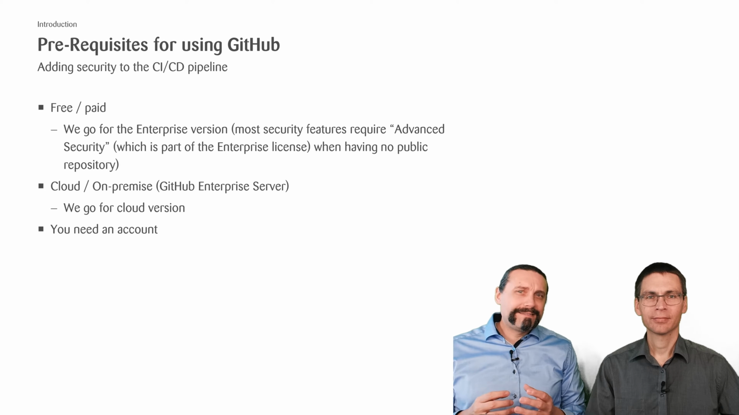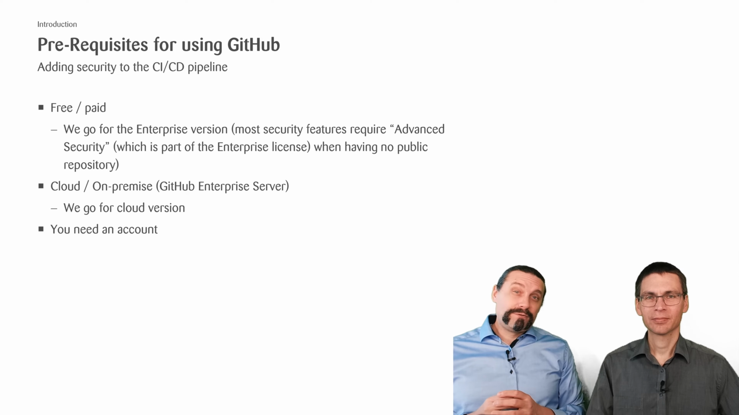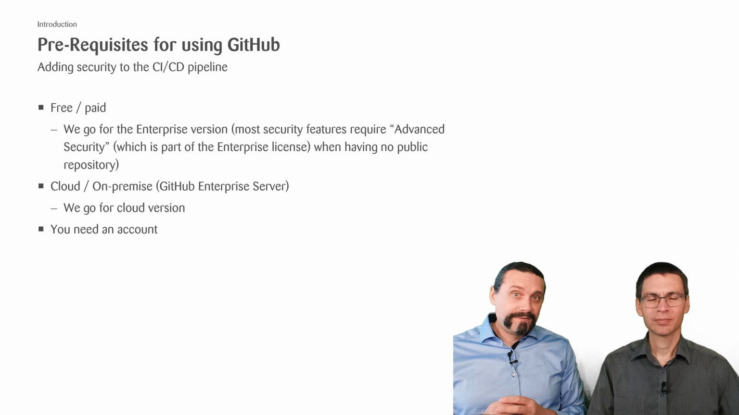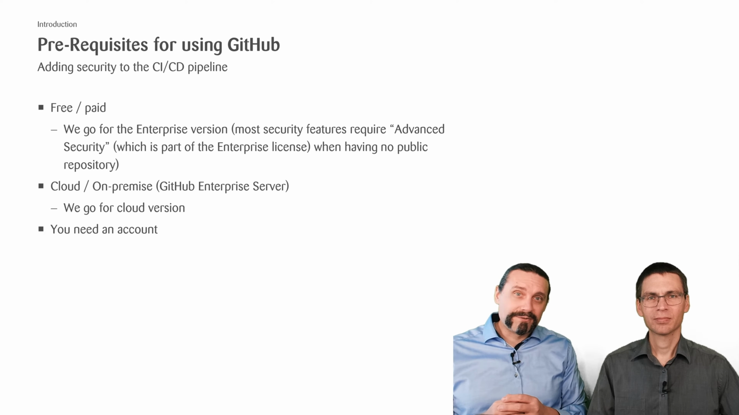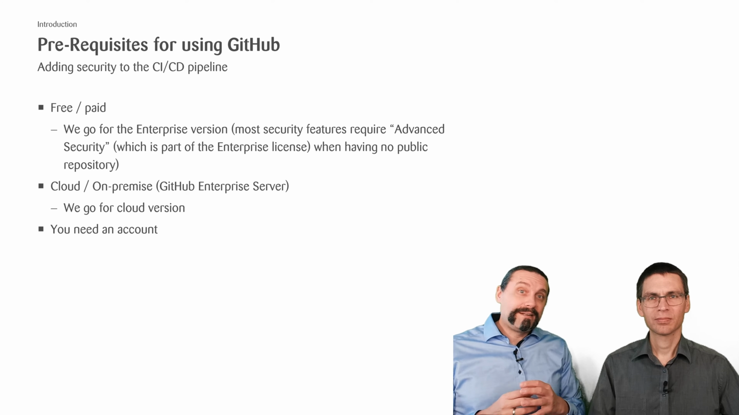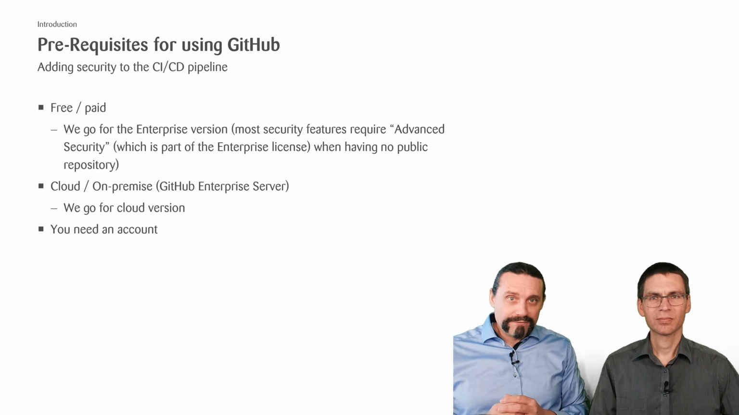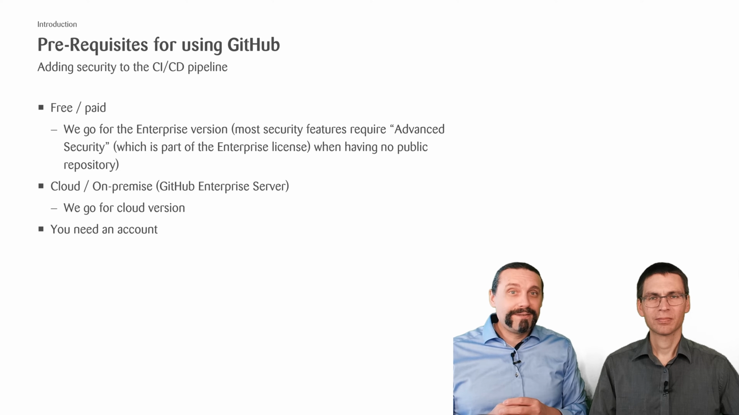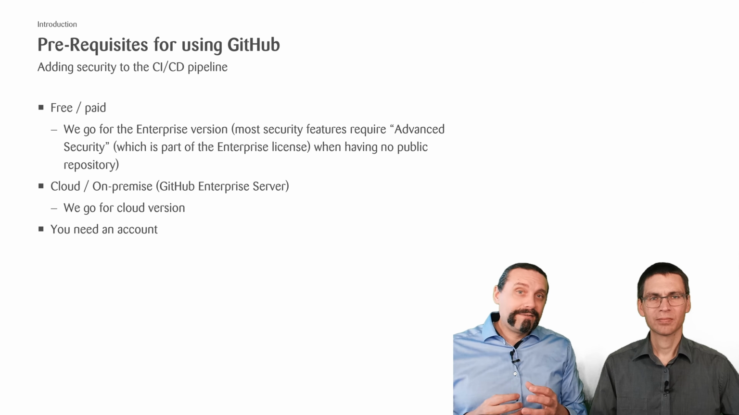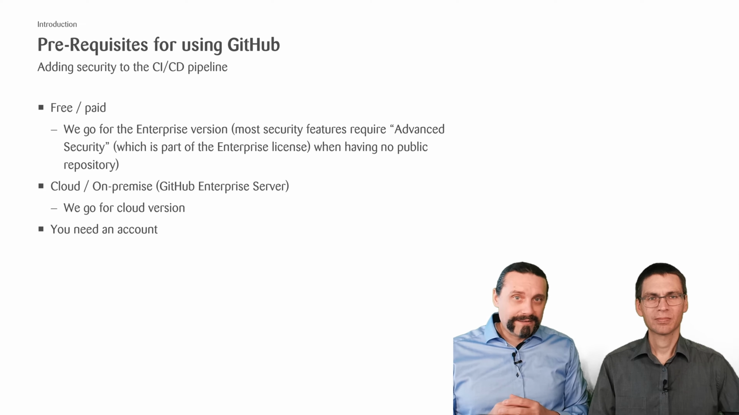So let's have a look at the prerequisites which we have for GitHub and also the licensing model. If you want to use a private repository and you don't want a public repository, then you need an enterprise license if you want to use the advanced security features. Because we want to use the advanced security features and we would like to have a private repository, we need an enterprise license, which we already have.